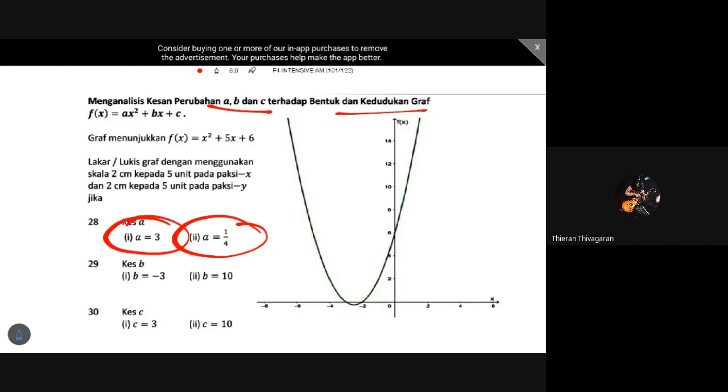What is the effect? Yes, the shape of the graph, or you can also say the width. Yeah, shape or width. Width is actually kelebaran graph. Whether it is lebar ataupun, how to say, wide or narrow lah. Lebar ataupun tak lebar sangat.